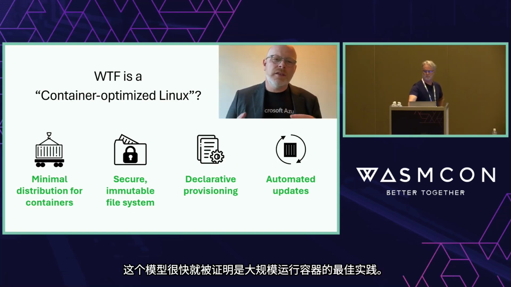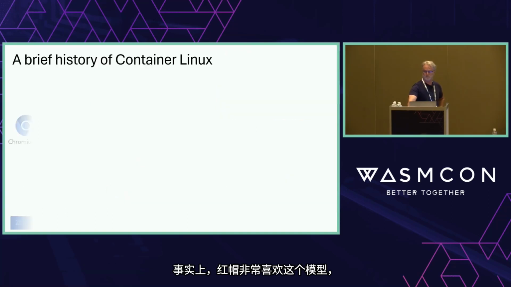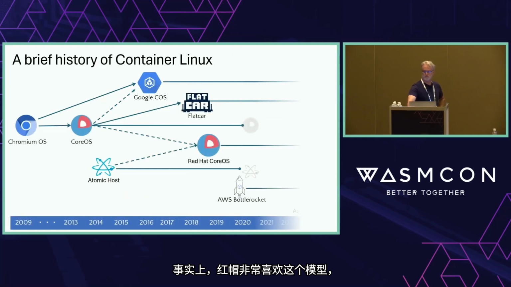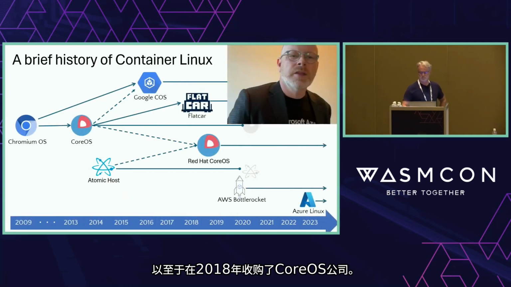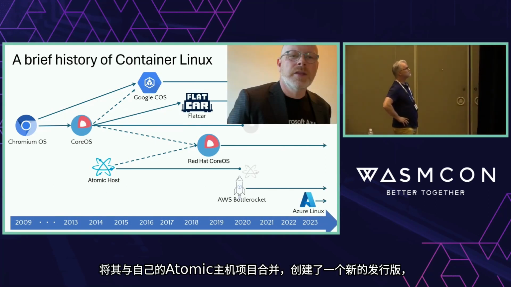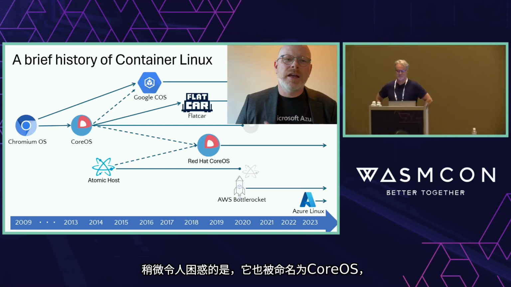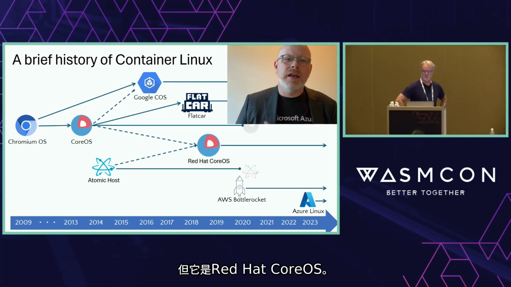So this model really quickly emerged as the best practice for running containers at scale. And so much so that pretty much every Linux vendor and every major cloud provider ended up building a distro like this. In fact, Red Hat liked the model so much, it bought the company, acquiring CoreOS in 2018, merged it with its own Atomic Host project to create a new distro, which slightly confusingly is also named CoreOS, but Red Hat CoreOS.